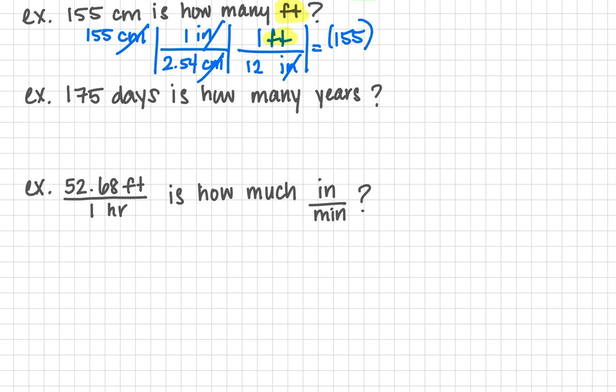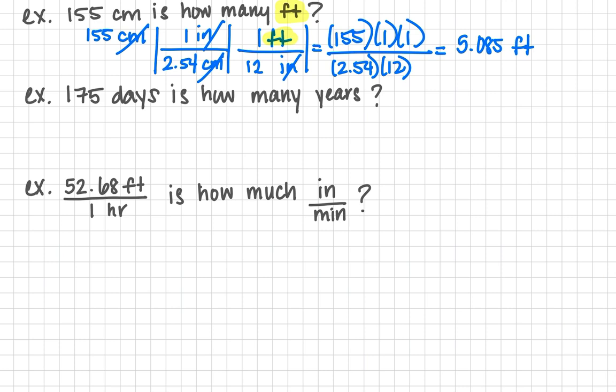So 155 times 1 divided by 2.54 times 12. Do the math. It's going to be 5.085, and then I'll put feet because everything else has been canceled out, and that's what I got.